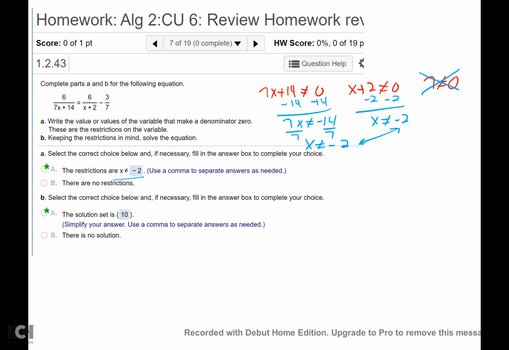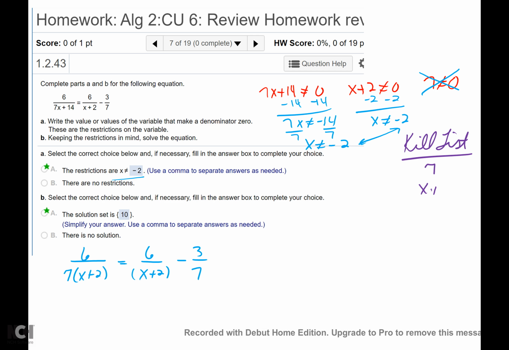Now to solve it, we want to factor every denominator. So I have 6 over, I can pull out a 7, which would leave x plus 2, equals 6 over x plus 2 minus 3 over 7. Now that we have an equal sign, we're making a kill list. My kill list is: Daddy, I want a 7. Daddy, I want an x plus 2. Daddy, I want another x plus 2. No. Daddy, I want another 7. No.